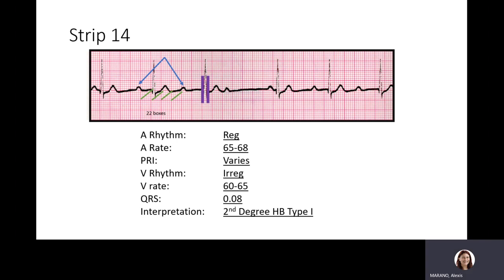And so our interpretation here is second degree heart block type 1. And second degree heart block type 1, remember your PR interval gets longer, longer, longer before it drops, meaning I have a P wave with no QRS complex behind it, and then the cycle starts right back over.